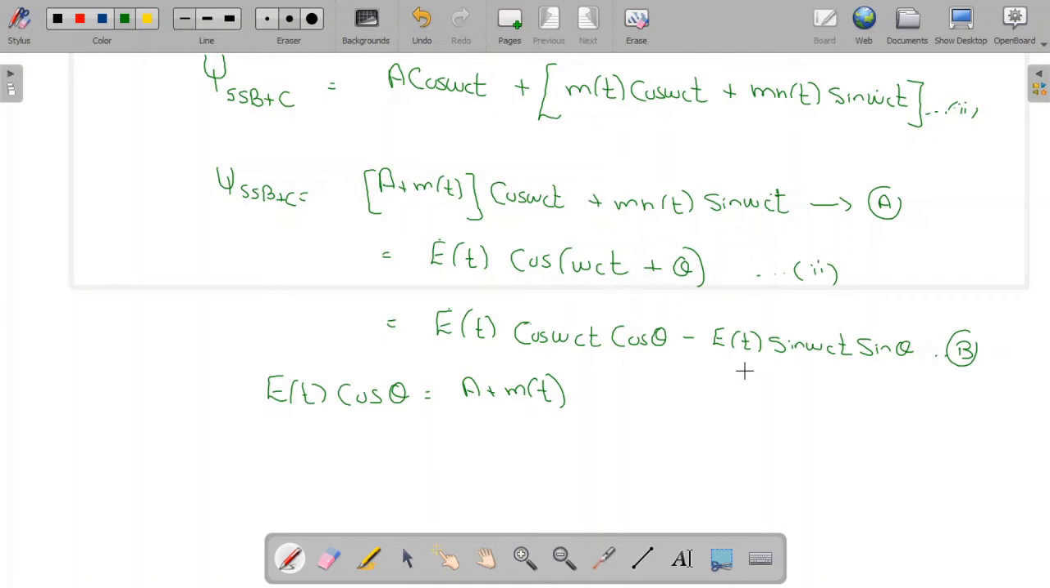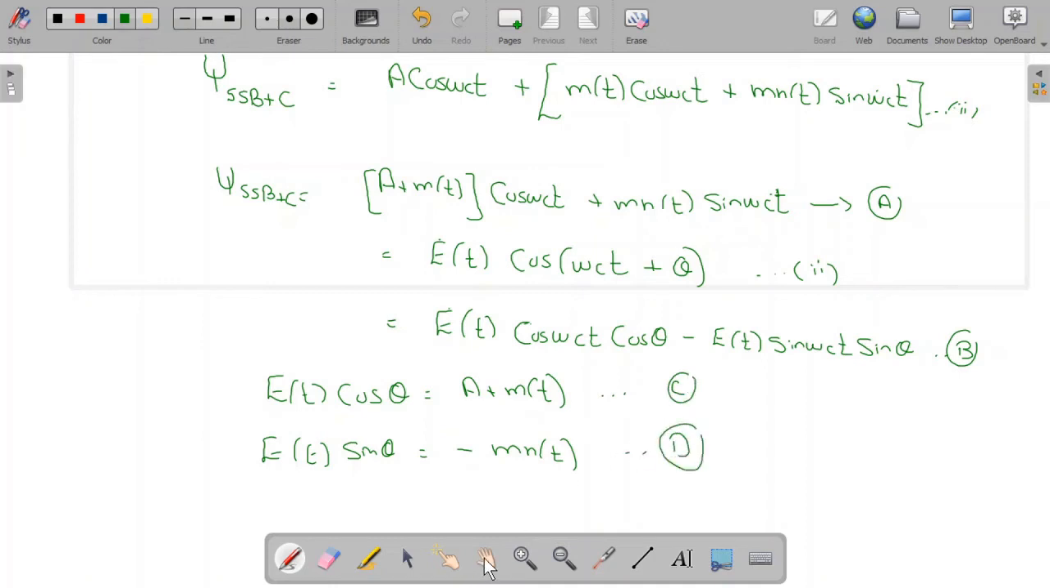Whereas this e of t is equal to this minus e of t, and e of t sine theta is actually equal to minus m h of t. So this will be minus m h of t. So let me name it as equation C and equation D.